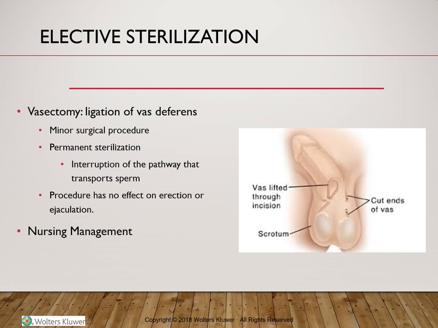Now, those patients need to sign a special type of consent. It's not just the consent for a surgical procedure, but also a consent that they understand all the repercussions of becoming sterile. And we need to offer and ask them if they consider having sperm in a sperm bank if needed for the future.